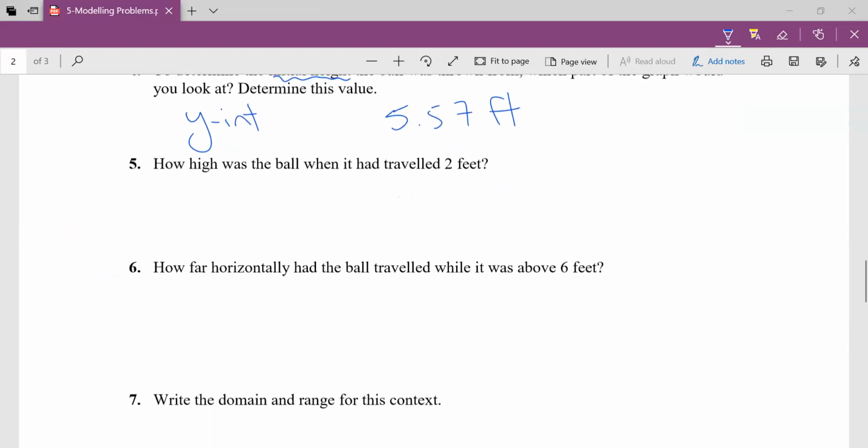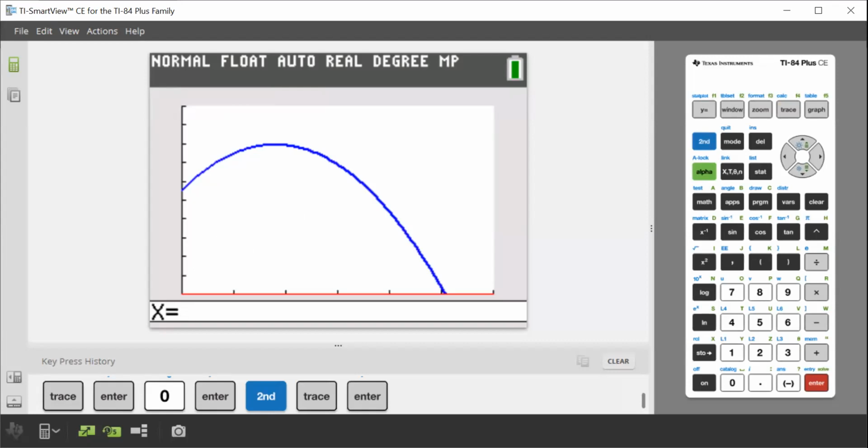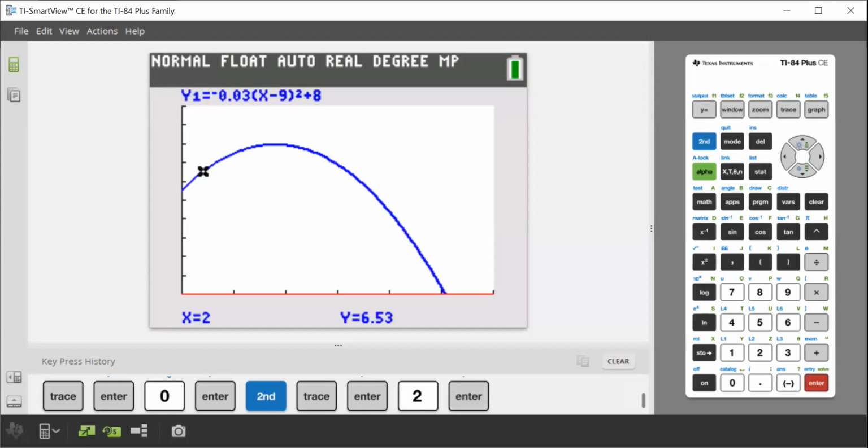Okay, number 5. How high was the ball in the air when it had traveled 2 feet? Well, how high? That's the y value when it had traveled 2 feet horizontally. That means I'm going to let x equal 2. So I go back to my graphing calculator. You can see this is all just calculator driven here. I say second, calc, value, and let x equal 2. Bingo. 6.53, just like that. There we go.